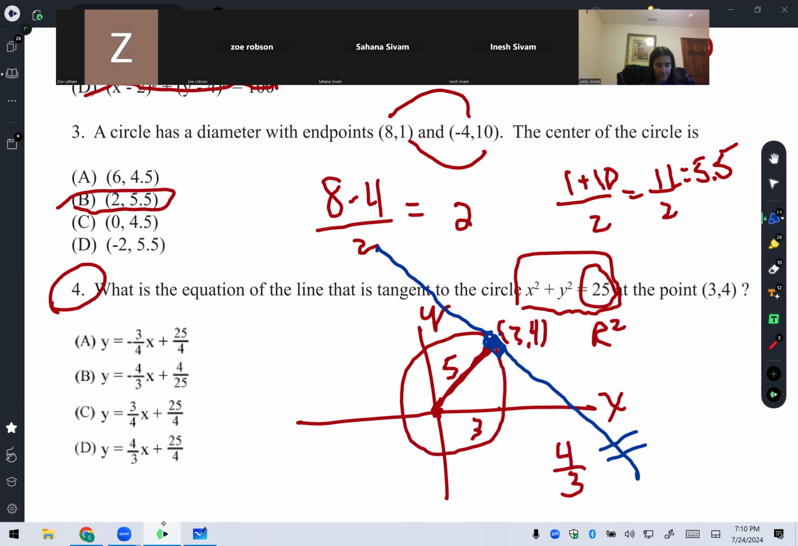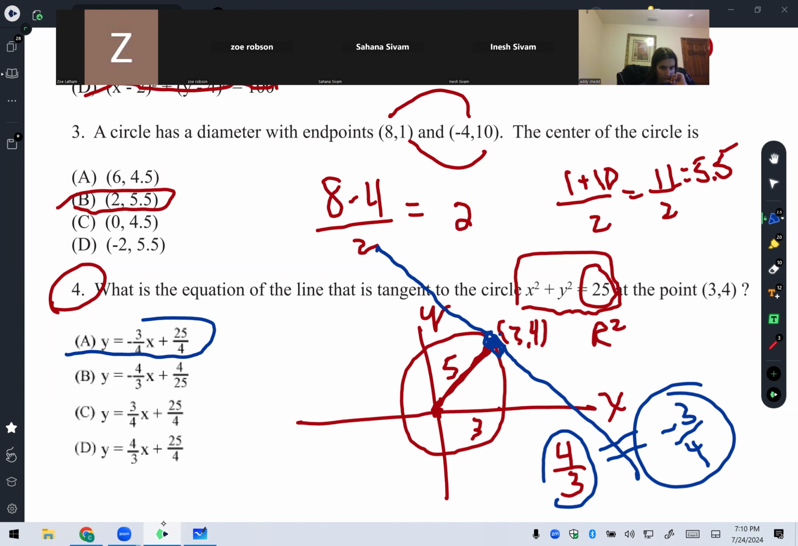Somebody, if you want to operate on me one day, the perpendicular to this slope would be what? Crickets. No, -3/4. Remember, it's the negative reciprocal? So the only slope that's -3/4 would be A.